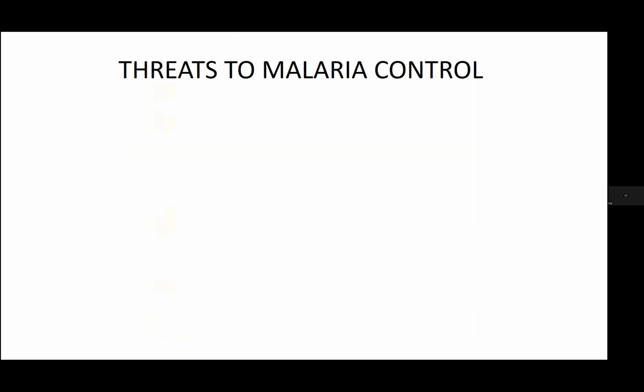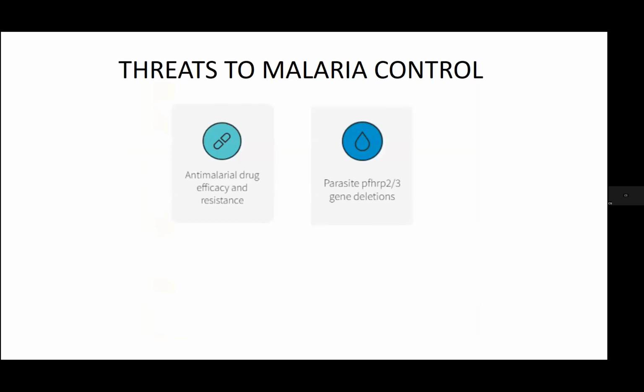So in recent years, there have been some worrying emerging potential threats to gains made in malaria control. And these can be attributed to either parasite or vector factors. Parasite-related threats include drug resistance and evasion of diagnostic detection. And vector-related threats include insecticide resistance and invasive vector species. For the rest of the talk, I'm going to focus on the first 3: antimalarial drug efficacy and resistance, parasite PFHRP2/3 gene deletions, and invasive vector species.